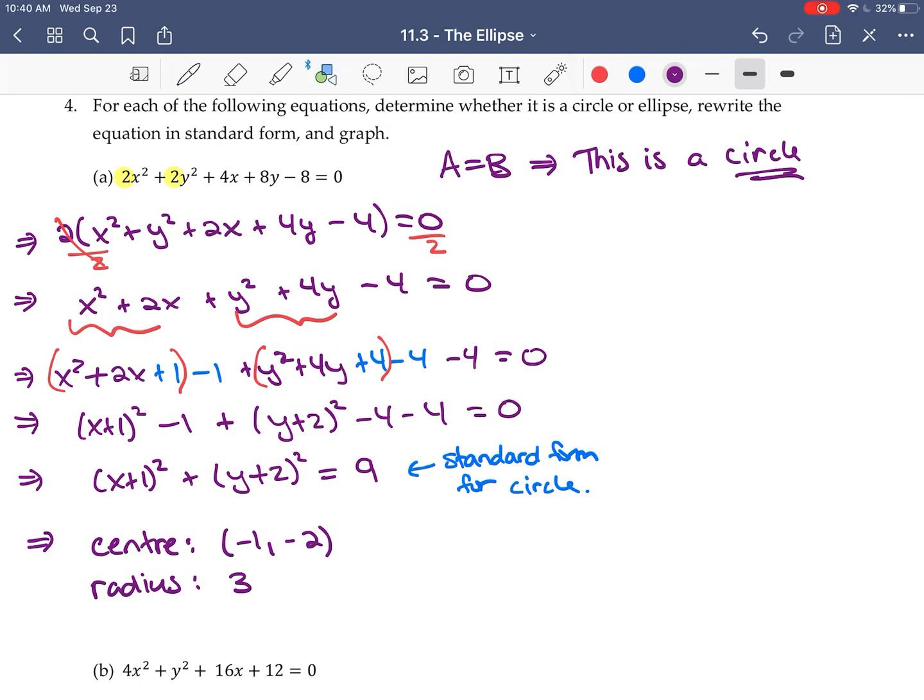Okay, so if we wanted to draw the circle, I have the x and the y. I'm going to plot or mark the center, so that's -1, -2. That's my center. And then I'm going to go out 3, 1, 2 to the right, and 3 vertical, and 3 to the left, and 3 down, and that's where all my points are going to be.